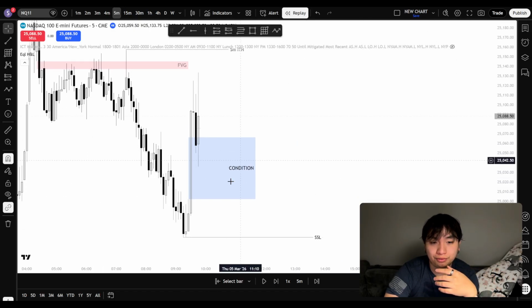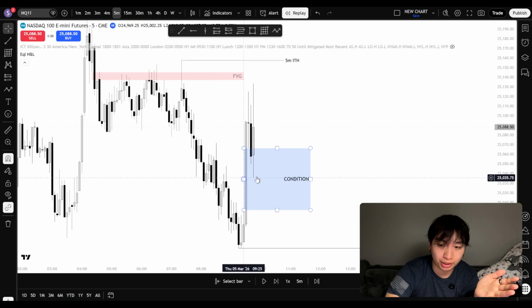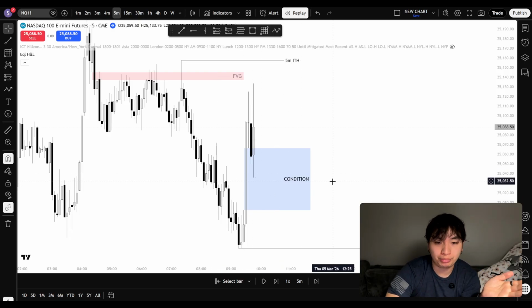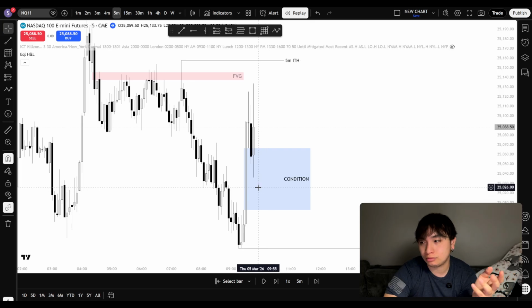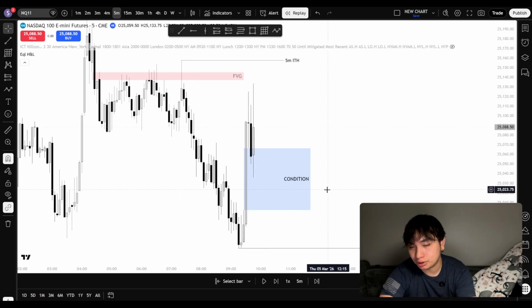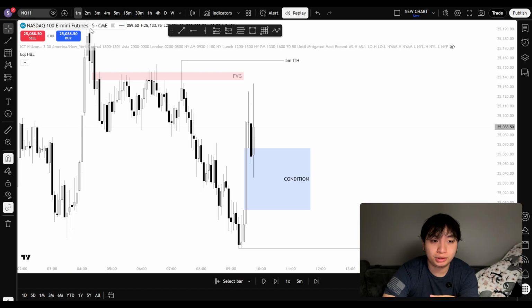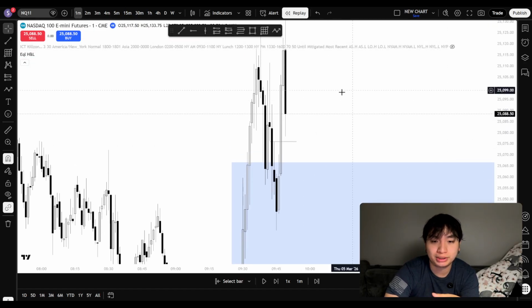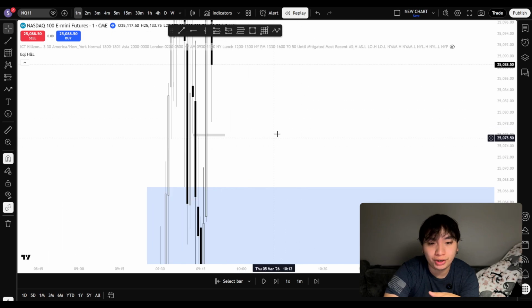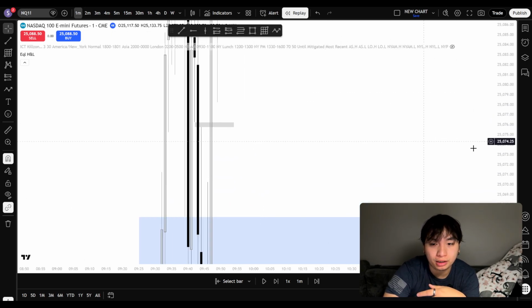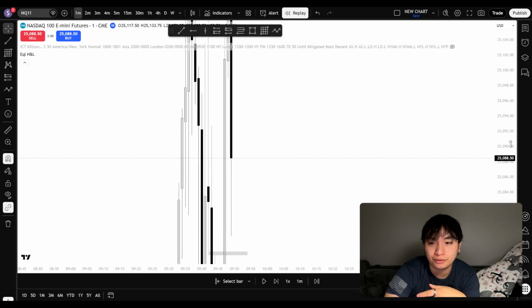We ended up sweeping into the 5. We went near the wick of the candle, but we didn't displace below it. We didn't have any bodies close below it. It's a really good sign. And then, sadly, very distraught, we closed above this 1 minute inversion.